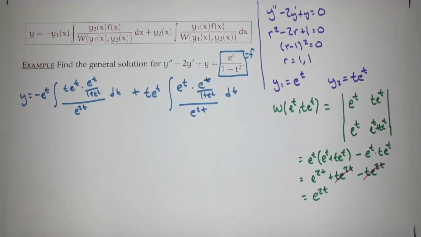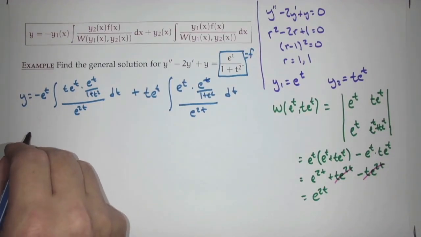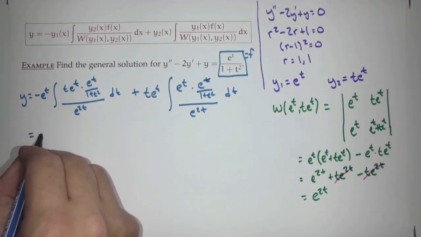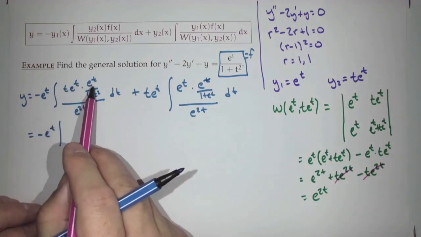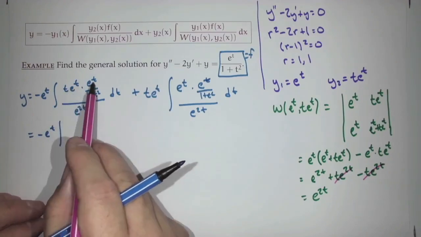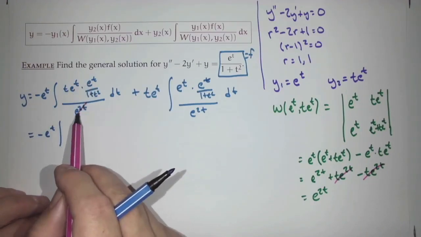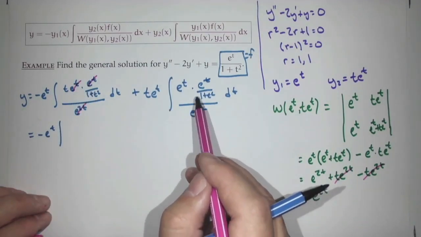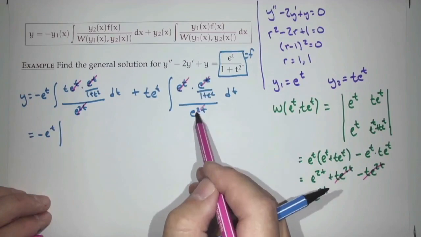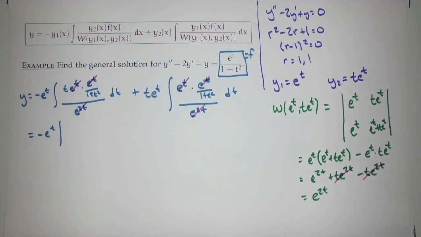But I suspect it'll simplify. How about this first integral? Does anything cancel? You have e to the t times e to the t upstairs, which is e to the 2t. Downstairs, e to the 2t. Cancel. How about here? Same thing. Same thing happens.